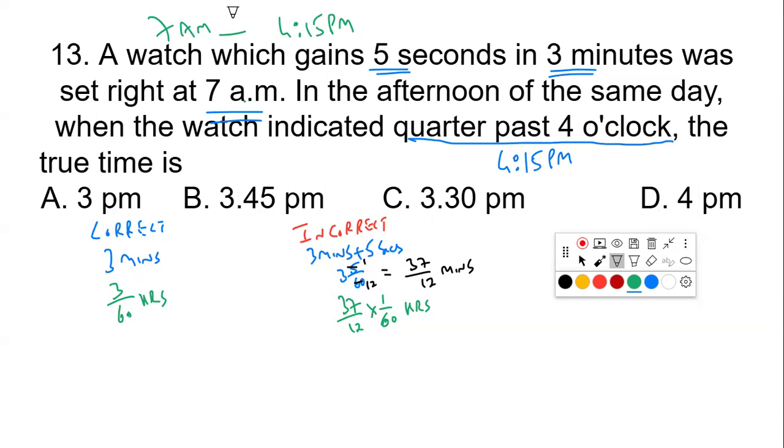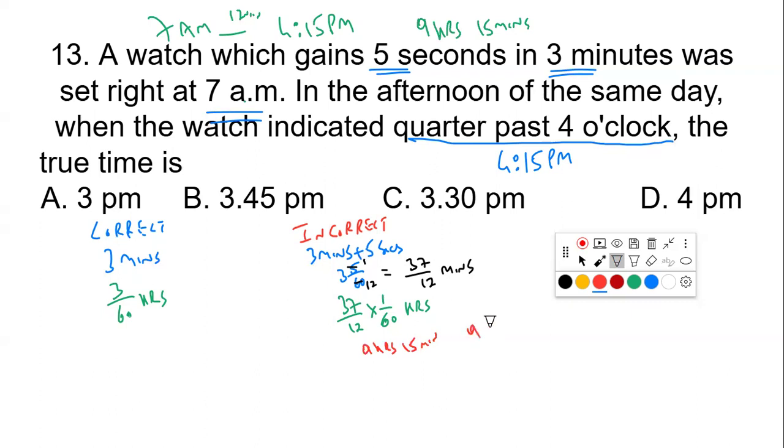So 7 to 12 noon will be how many hours? 5 hours plus 4 hours. So totally it has run 9 hours and 15 minutes. The incorrect watch had run for how many hours? 9 hours and 15 minutes.